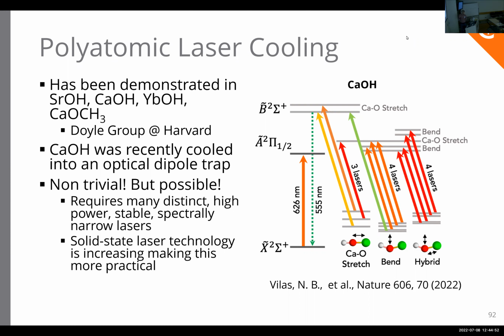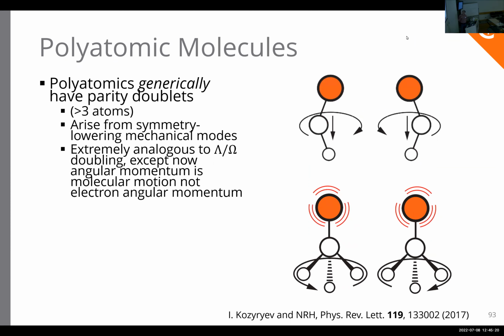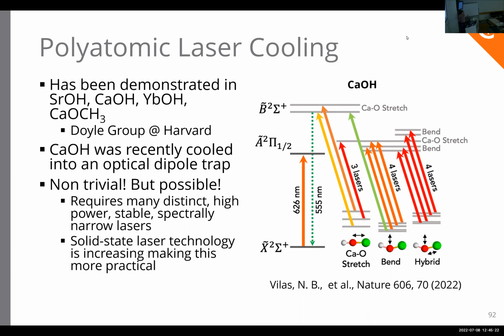You need many separate high power, stable, spectrally narrow lasers. And it's just hard. Solid state laser technology is increasingly making this more practical. I think 20 years ago this would have just been no way. But these days you can do it with reasonable lasers that you can buy commercially. So that's great. But again, okay, why? Why would you bother? What do you actually get from a polyatomic?